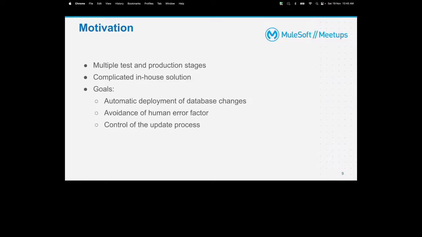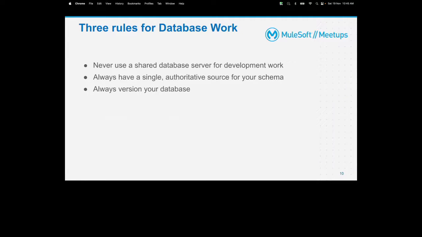And when we're maintaining lots of stages like test, dev, production, we have to deploy these changes into these environments. We have to maintain somewhere which changes should go in the dev environment, UAT, or production. And we have to control the update process. So there are three rules for database work. I think it will be more useful for a MuleSoft application which is using databases, where we have to create some database schema, and we can automate that process.